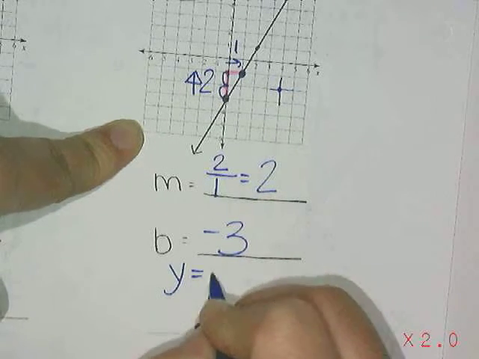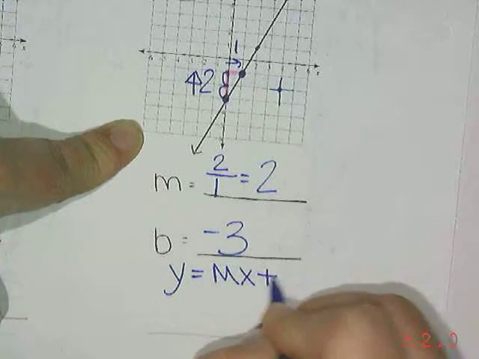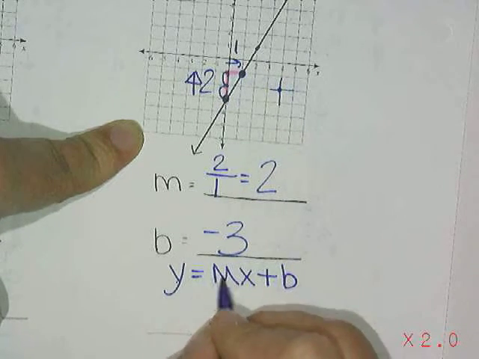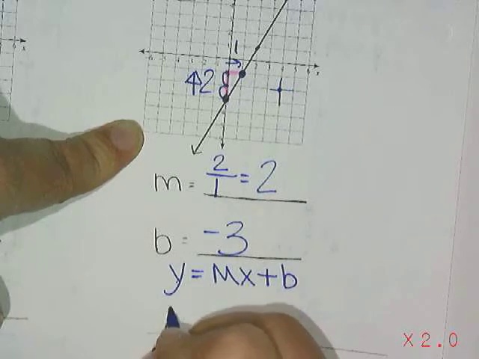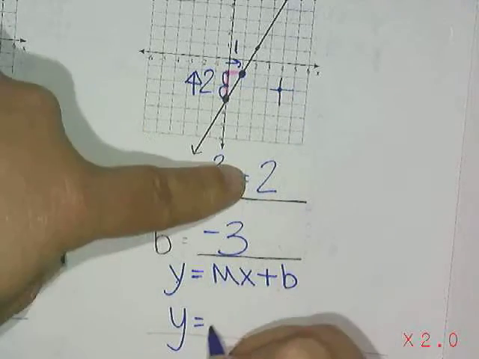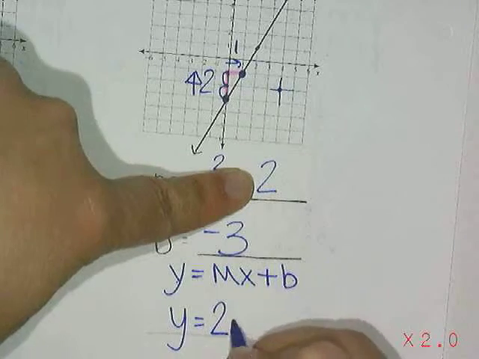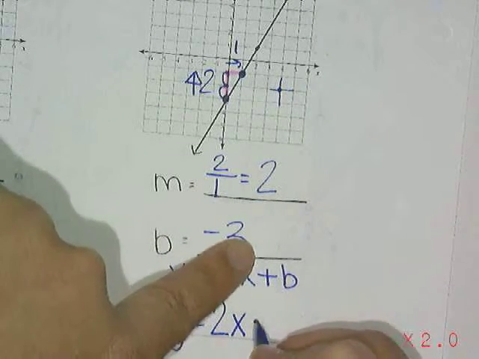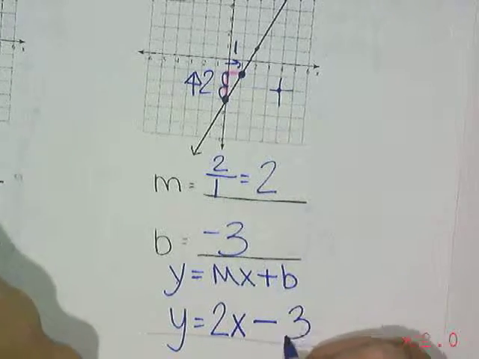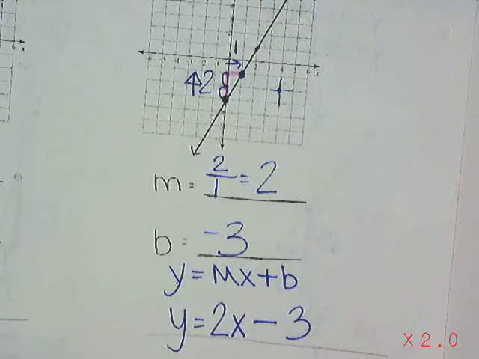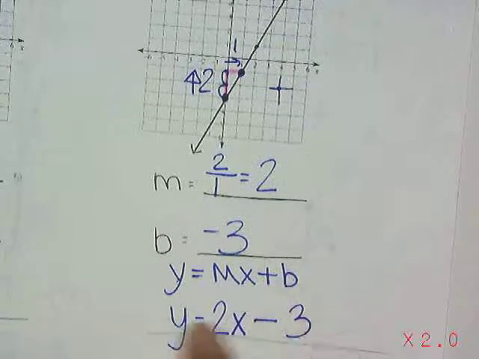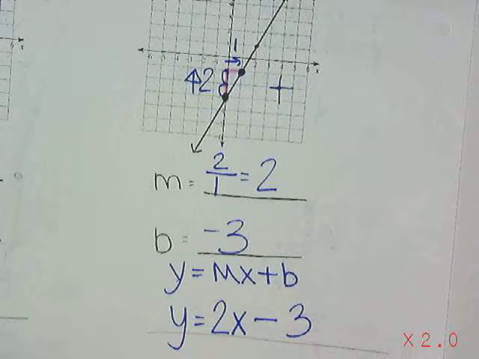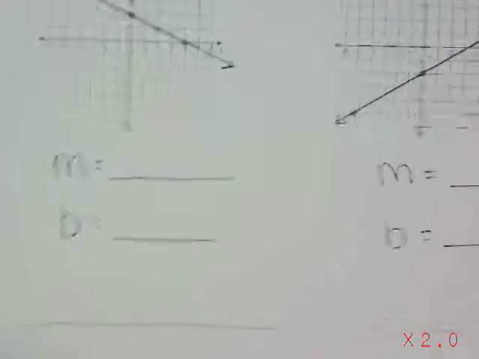My equation of my line, right now, the only form that we're working with is slope-intercept form, and that's y equals mx plus b. Y stays the same. My m we just found was 2, so 2 times x. And then my b is a -3, so instead of writing plus a -3, I'm just going to write -3. That is the final answer right here for number 8. Let's take a look at 9 and 10 real quick.